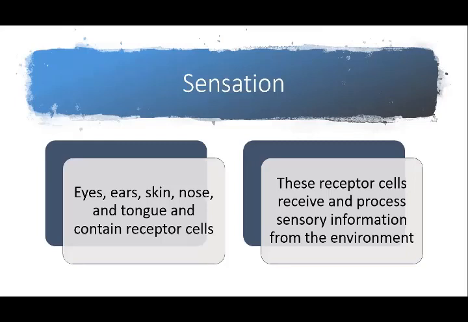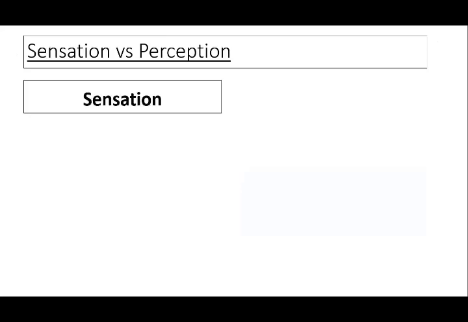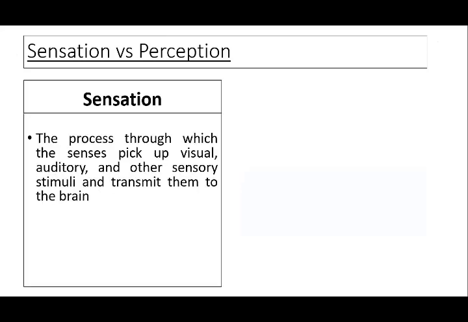I will explain in the next slide what the difference is between these two abilities. We put the label of sensation when there is merely the conversion of external stimuli, environmental stimuli, into neuronal signals via the sensory organs. Let's see what the differences are between these two.